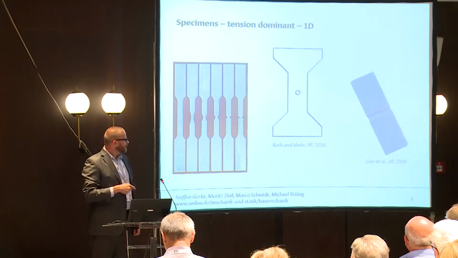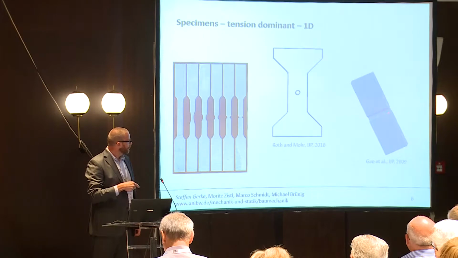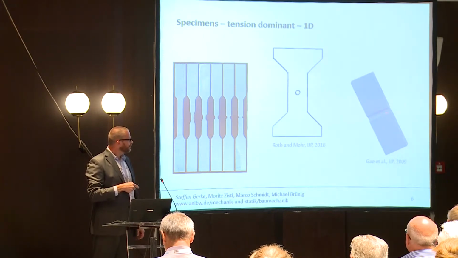A different option you have is using this plane strain specimen where you can put a big notch on both sides, and you have a very homogeneous stress state here, at least in the center area.